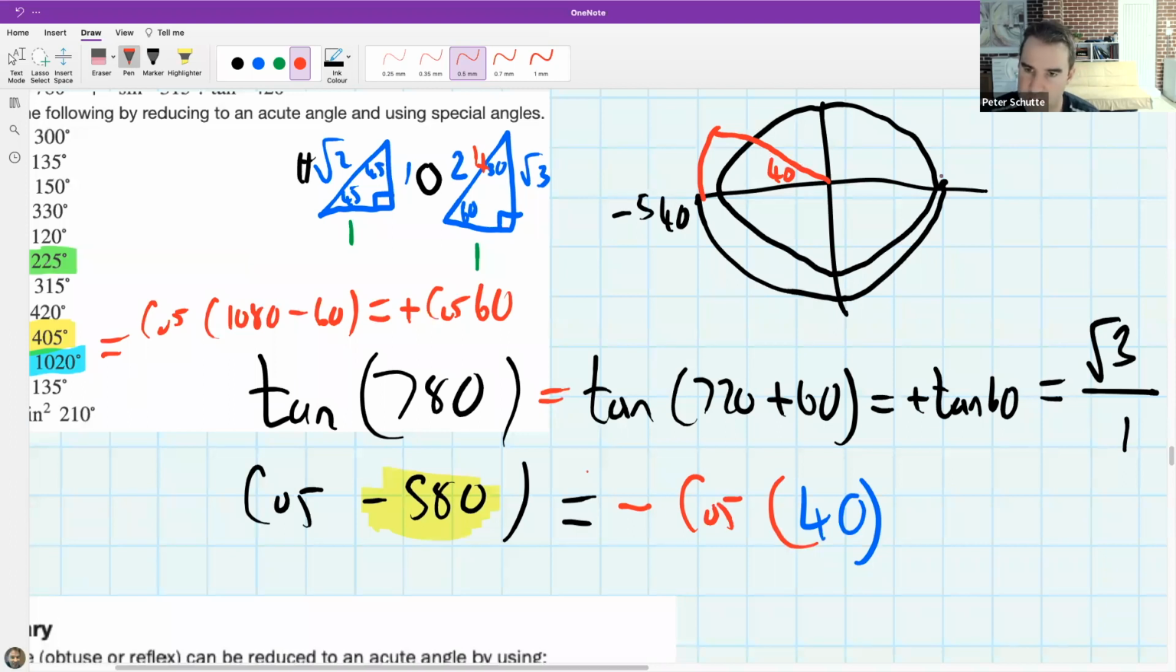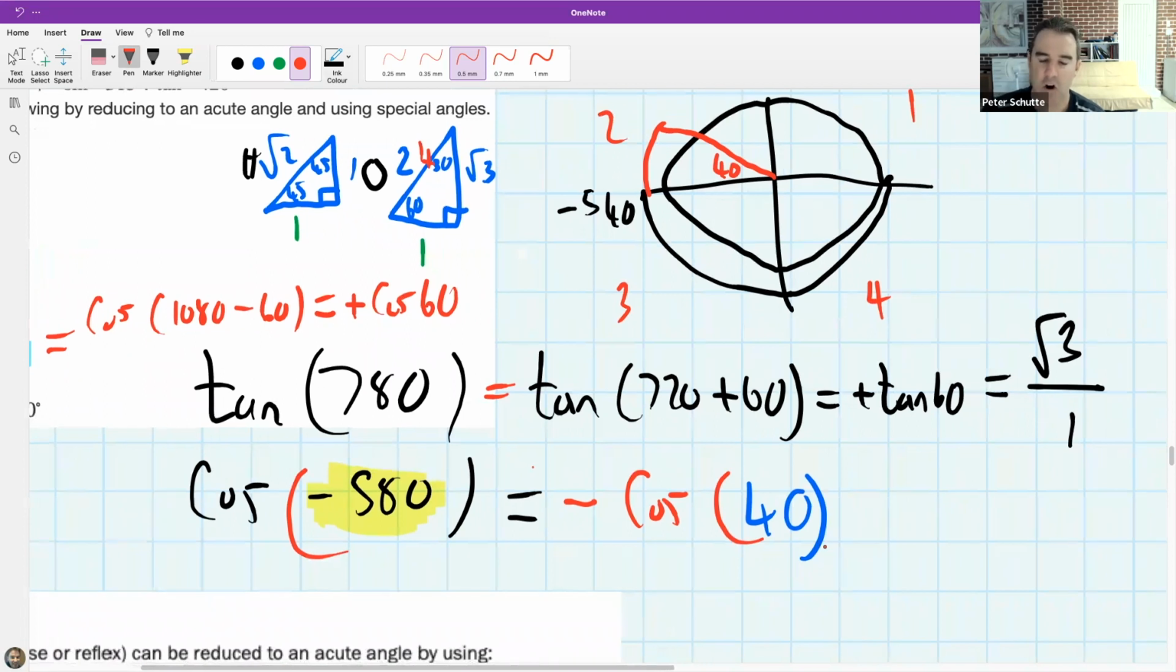That quadrant, this is the first, that's the second, that's the third, that's the fourth. So all that's going to happen now is I know that it's negative and it's 40 degrees away, so it's minus cos 40. Now, I can't use special triangles for this one. Why can't I use special triangles? Because 40 is not a special triangle. I just made that up in my head.